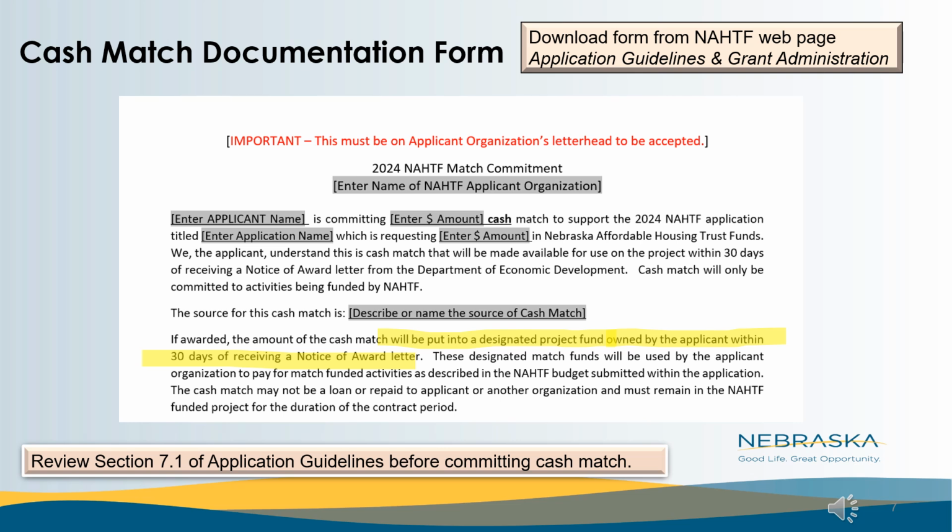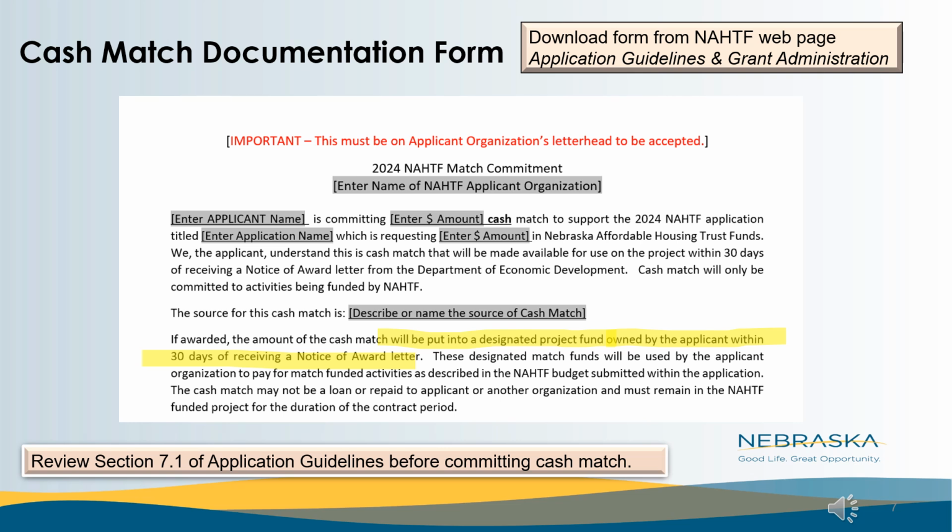This slide is showing a portion of the cash match documentation form, which must be downloaded from the trust fund webpage, completed on an organization's letterhead, and submitted as part of the application if an applicant is committing match. Cash match is not a requirement for projects. However, applicants with housing development projects that are providing cash match as part of their application are joining DED in the investment of resources and risk, and therefore the applicant is awarded points.